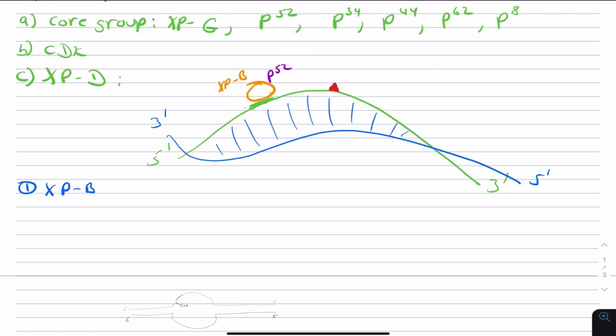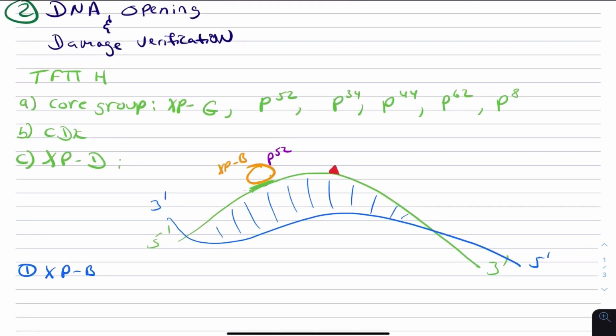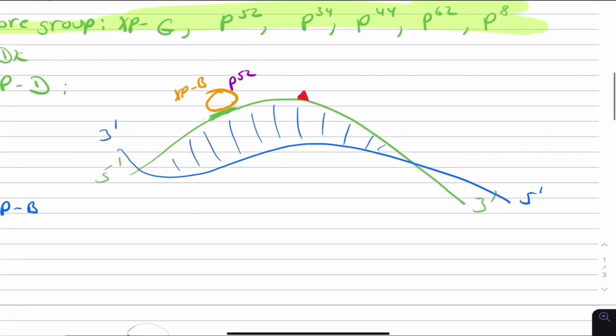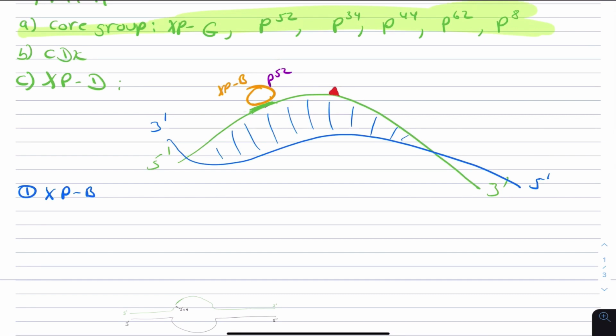Now that we have this, once XPB binds, it allows all of these core groups, which I had mentioned before, to come and bind on top of them. So now it has the binding regions for P34, P44, P62, P8, etc. This is the purpose for that. So this is the very first step: XPB first binds with P52, and then it binds to the DNA, which at that point allows for the other transcription factor 2H components to come into play.